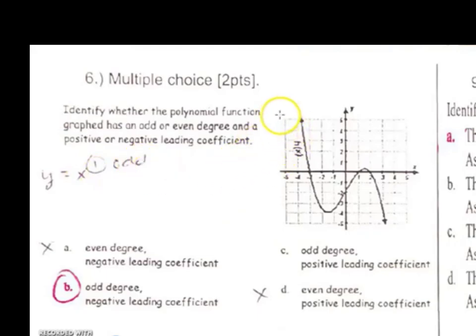Starts up, ends down. So we have a negative leading coefficient, that would be B, and it's also odd because, again, linear starts just like a straight line this way. So your answer is B.